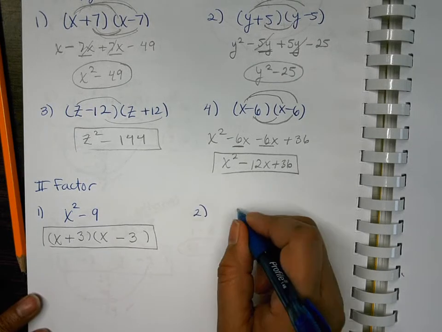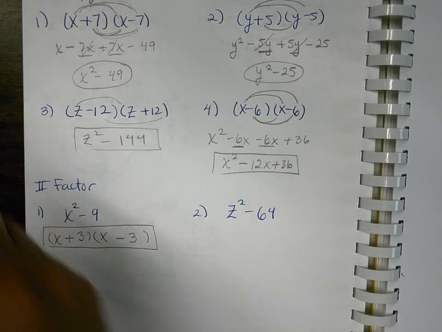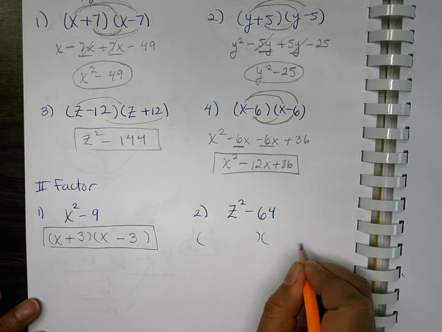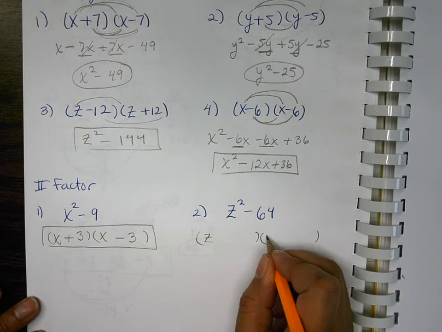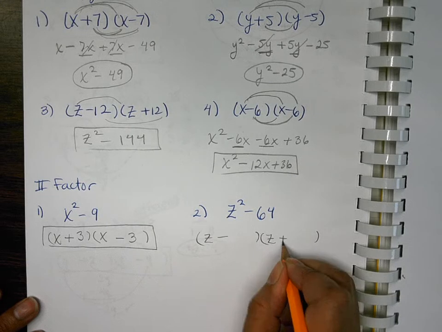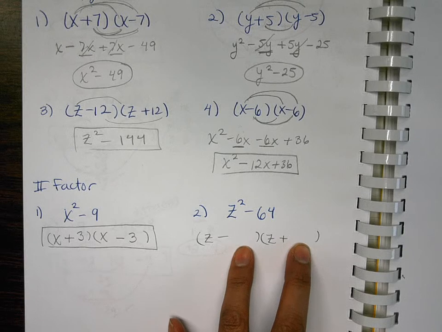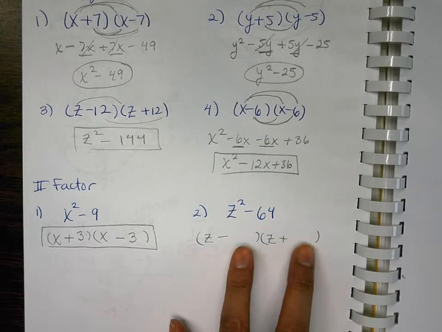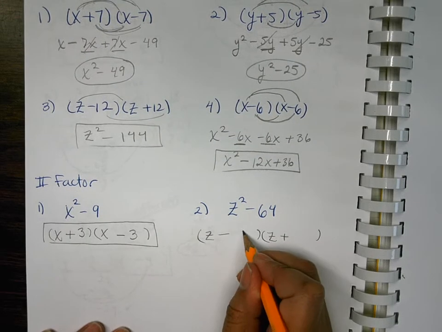All right, number 2, z squared minus 64. Double bubble, x and x or z and z? With difference of two squares, I know it's minus plus or plus minus. Does it matter which one goes first? No. You figure out what this number is here, and you do not have to list all the factors of 64. What's the number? 8. And that's it, you're done.